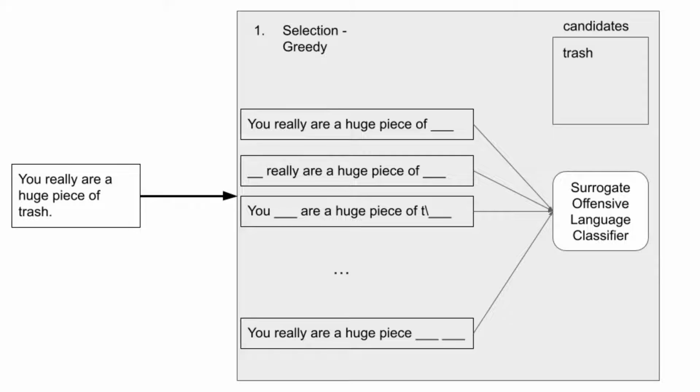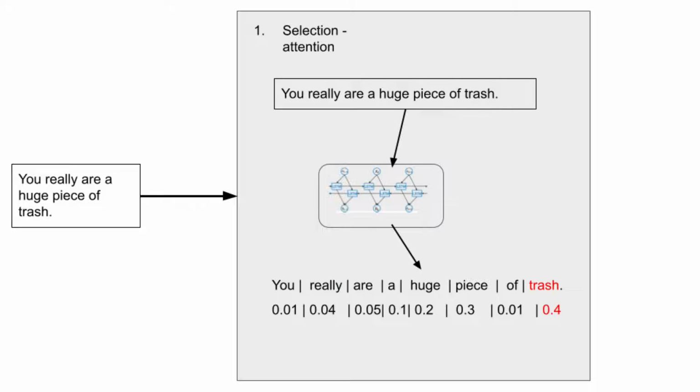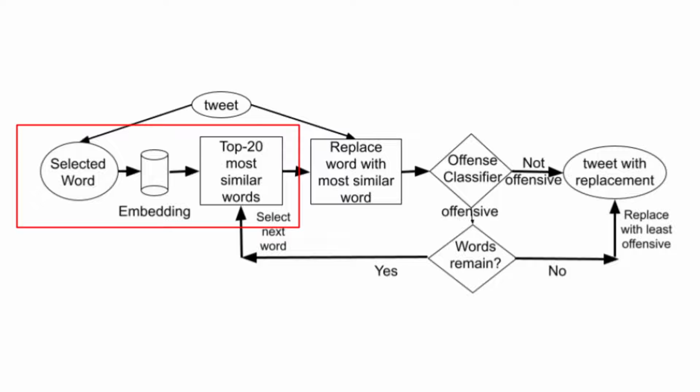The words which were removed in this process make up the full list of possible replacements. For the attention selection approach, we leverage a BLSTM with attention, which has been trained to identify offensive language. To select words, we give input text to the BLSTM and examine the attention weights estimated during classification. The word with the highest attention weight is selected for replacement. If this is insufficient to flip the label, the next highest weighted word is selected, and so on. Next, we examine the replacement step.